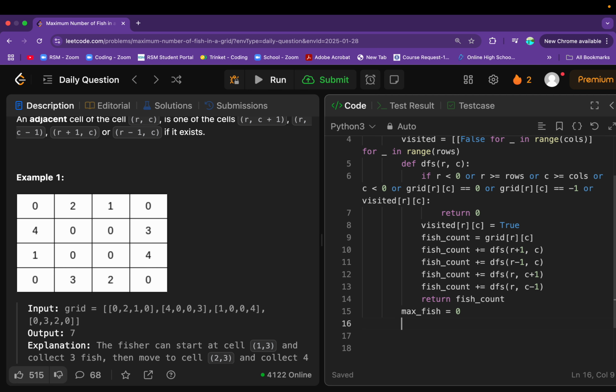So now let's go through every cell and accurately determine if it's the most optimal starting cell. So for R in the range as our outer loop for the number of rows, and for C in the range of the number of columns.